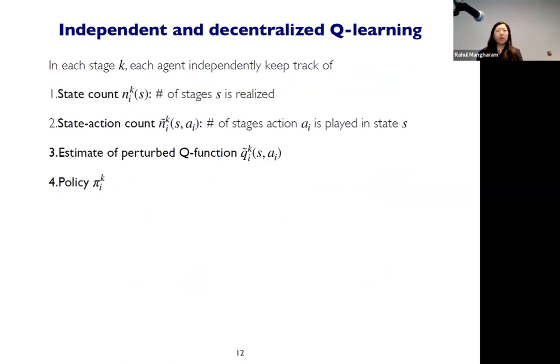The algorithm keeps track of a couple of items. First is the state count, how many times a state S is being realized, and the state-action count. Agents will independently keep track of how many times a particular action has been played when a particular state has shown up. So both the state count and state-action count can be done independently by the agents themselves. And then they have an estimate of the perturbed Q function, and they have a policy pi.